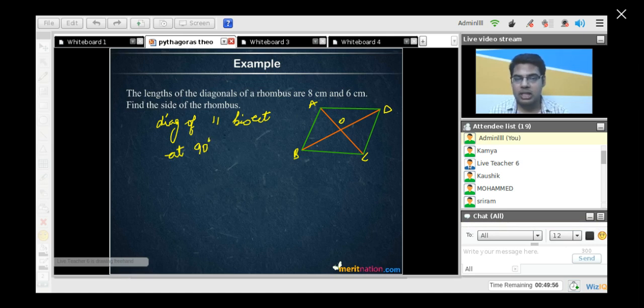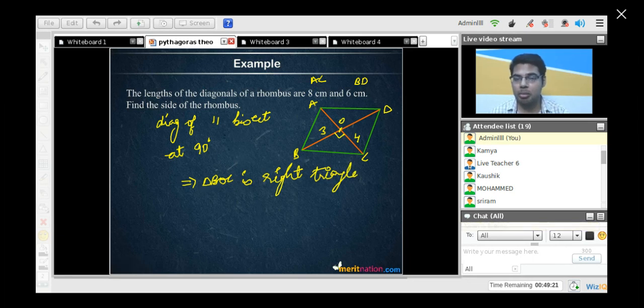So 8 centimeter, 6 centimeter. So can I say OC is 4 and OB is 3? Yes friends, is it fine? Because total BD is, let us say, 6, and let us say 8 is AC. So OC will be 4, it is half of it. All of you agree with this? And this is bisecting at 90 degrees. So it simply implies that the triangle BOC is a right angle triangle, or basically a right triangle. Yes friends? Okay. So anyone having any doubt?